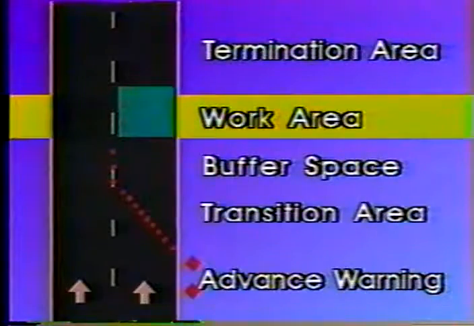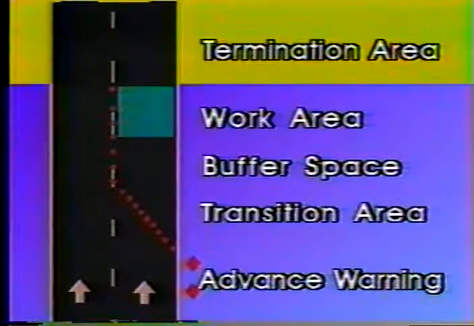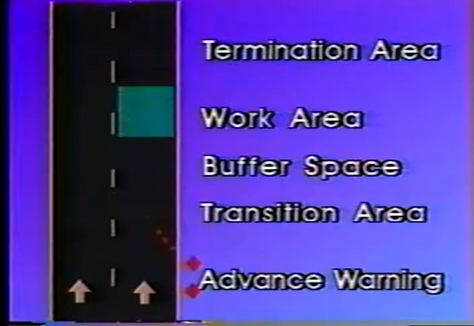Following the buffer area is the actual work site. Here's where the crew and equipment are located. Very often, all that separates them from traffic is our thin orange line of traffic control devices. The last section is the termination area. This is where traffic resumes its normal patterns. The termination area is typically indicated by an end construction or end roadwork sign.